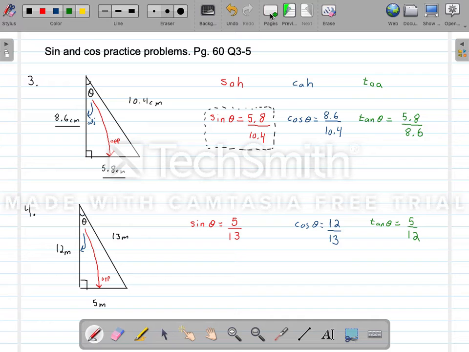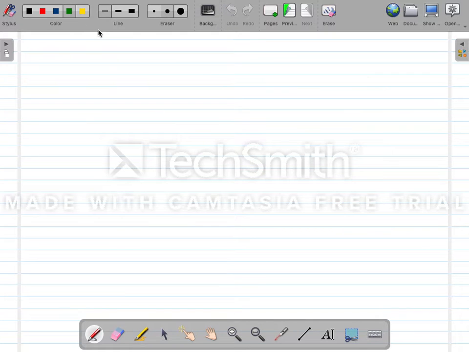All right, let's do one more. This will be on a fresh page, but we can jump back and forth. This is number 5 in the textbook. So here we have a triangle. Here is our triangle. And so here's our angle right here.